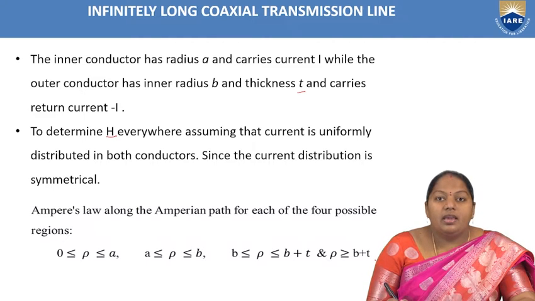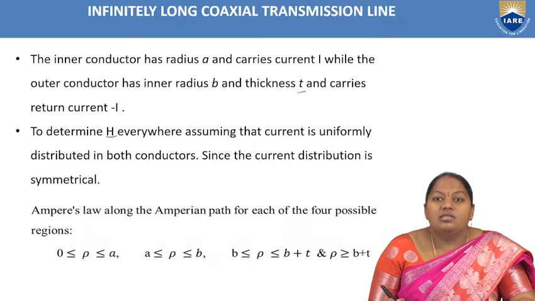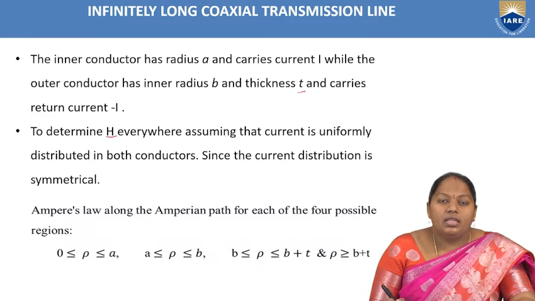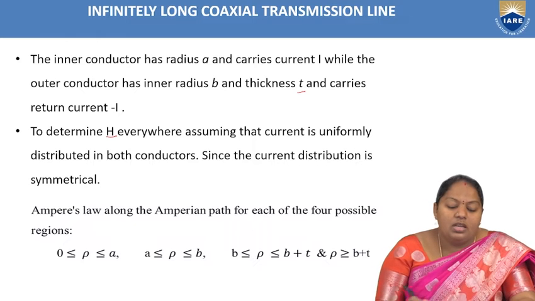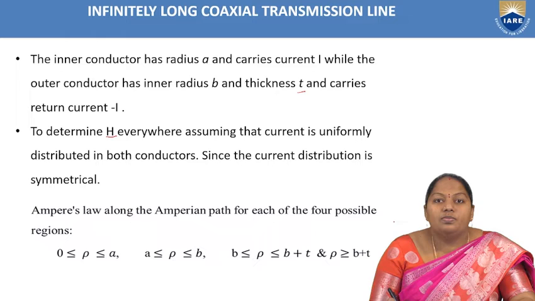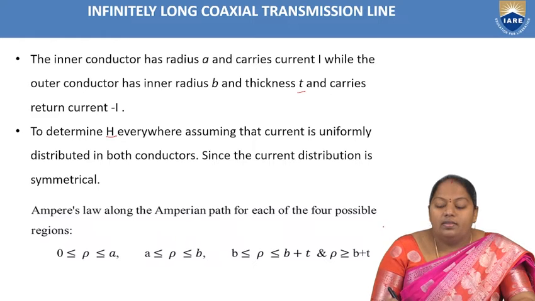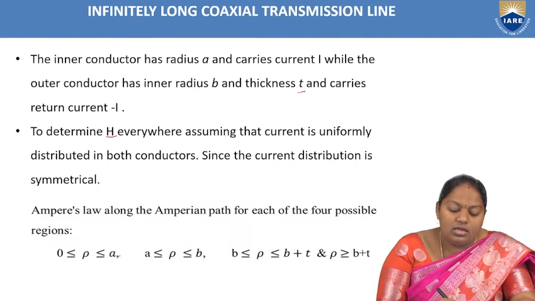The inner one has radius A and the outer one has radius B. Since the current distribution is symmetrical, we are going to apply Ampere's law along the Amperian path for each of the four possible regions. If you consider the figure, there exist four Amperian paths, which are given here.